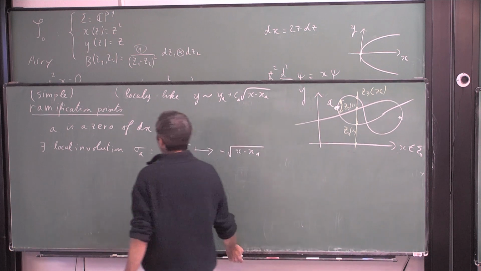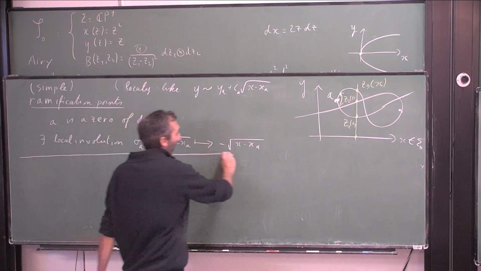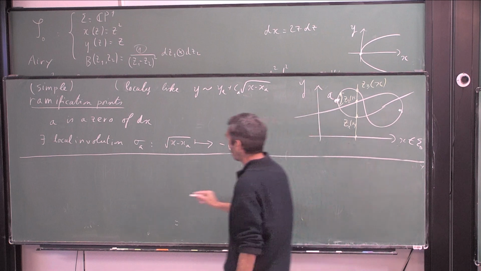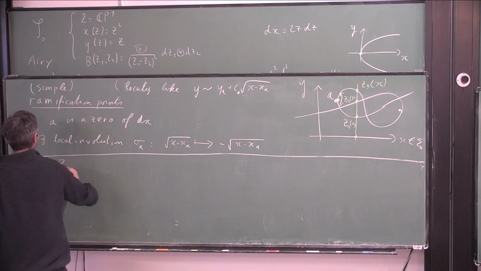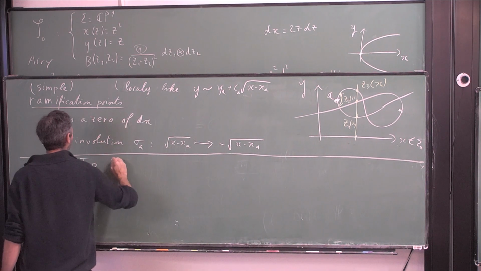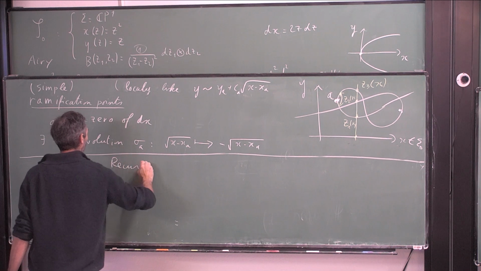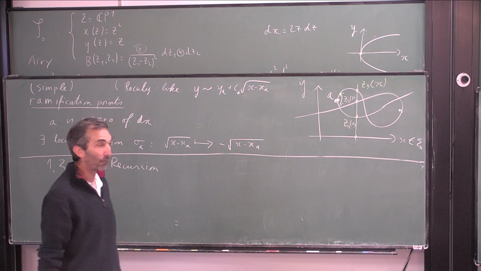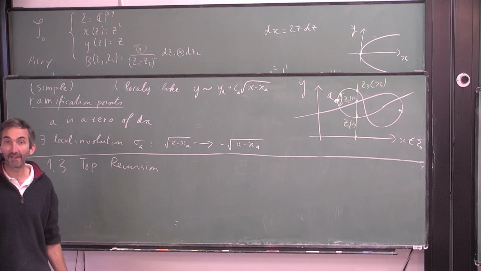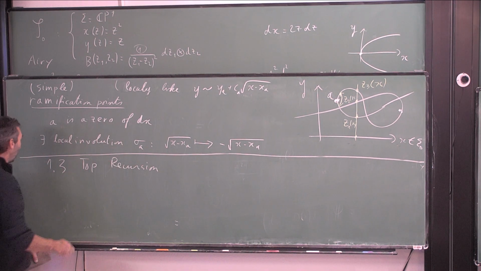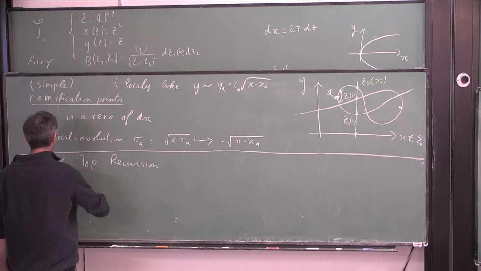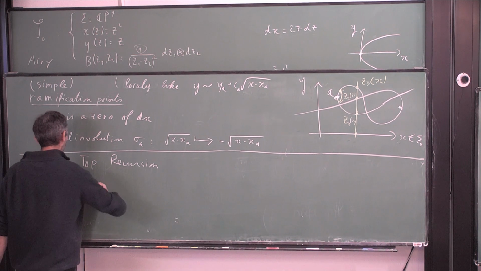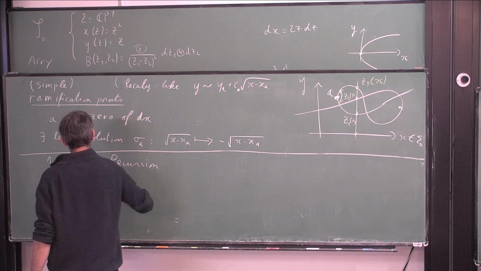Now we have all we need to define topological recursion. So now we have our spectral curve and we want to define its omega g,n. First, let me define the kernel. That's called the recursion kernel.